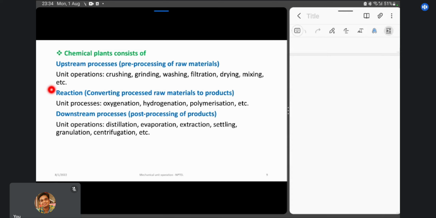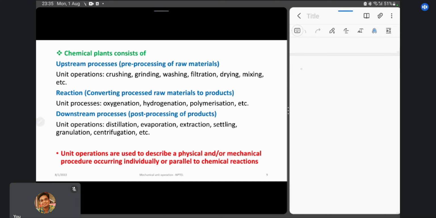And then the pre-processed raw material will go into the reaction phase. In the reaction step, some examples are oxidation, hydrogenation, polymerization. We have to take care of this kind of reaction in terms of generating the products. And then after completion of the reaction, we need to post-process the products to get the final output. For that, we use separation unit operations like distillation, evaporation, extraction. Most of these you will learn in mass transfer operations also. So this is all about how a chemical plant works.